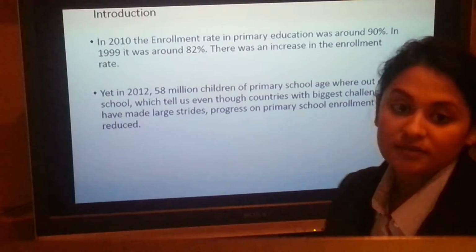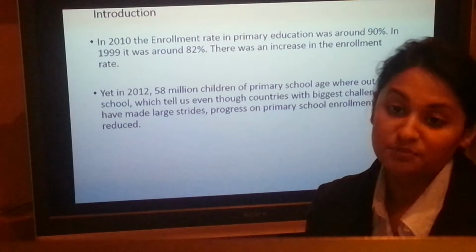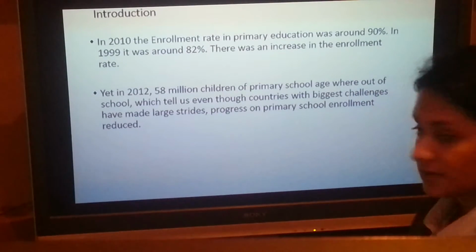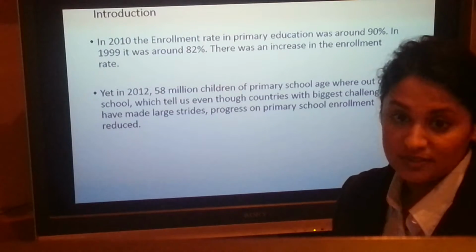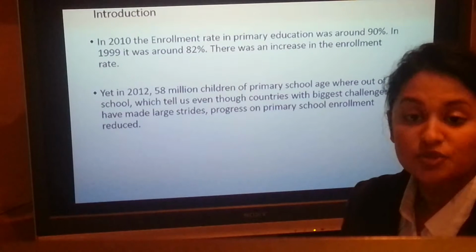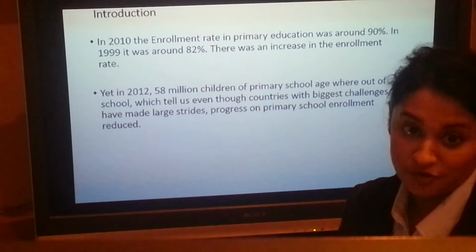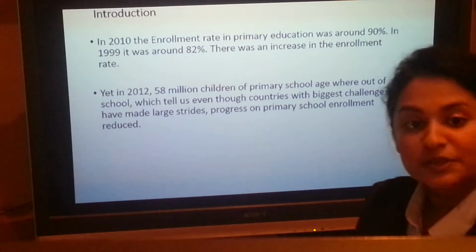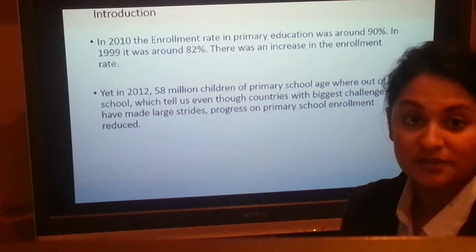The introduction. In 2010, the enrollment rate in primary education reached 90%, up from 82% in 1999, which means there was an increase in kids attending primary school. However, in 2012, 58 million children of primary school age were out of school, which tells us there has been a reduction in primary school enrollment.